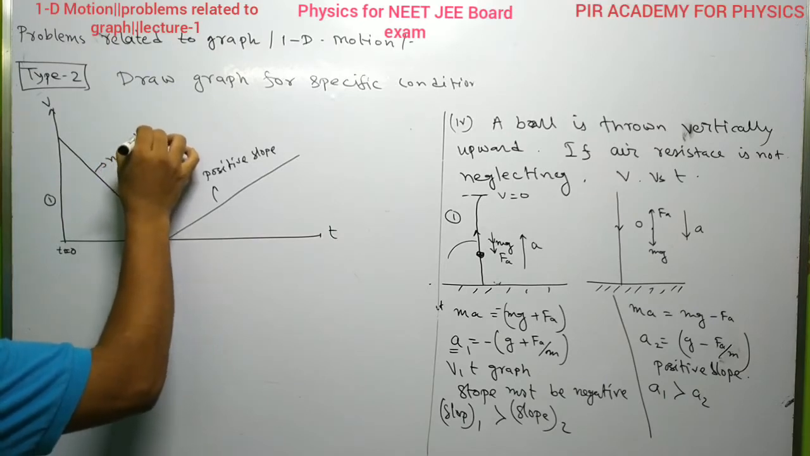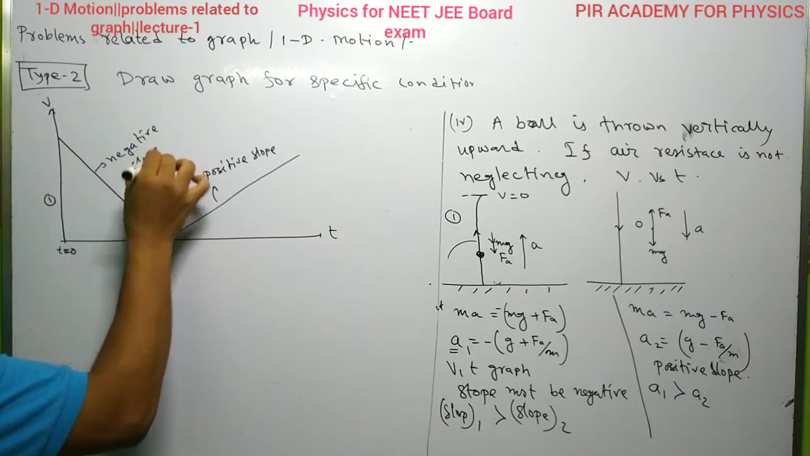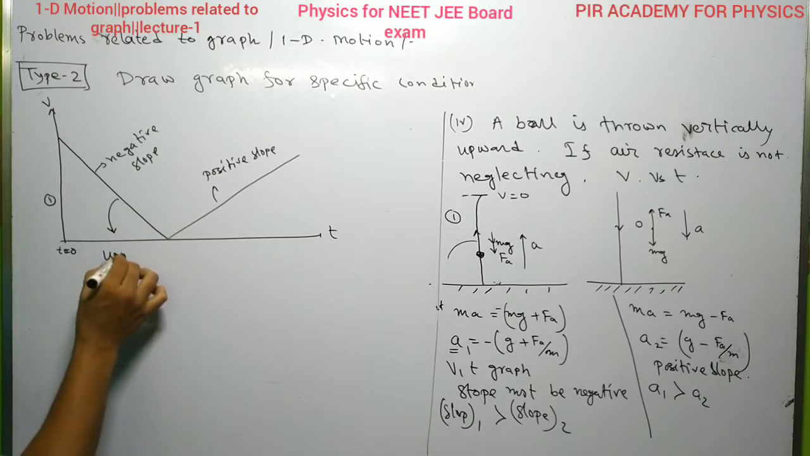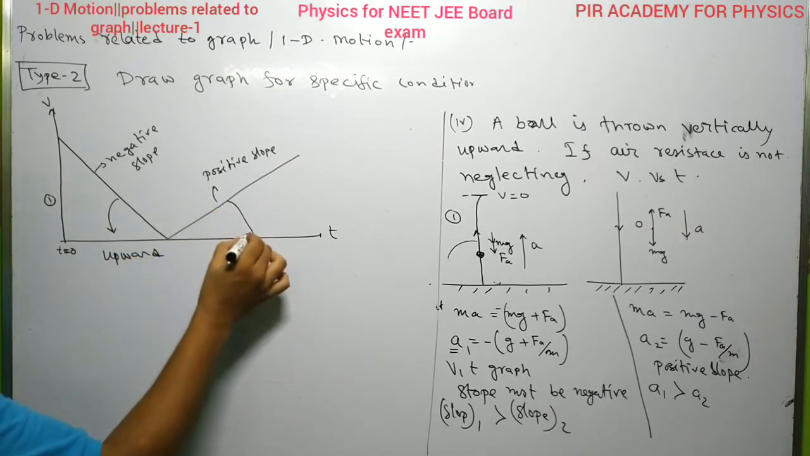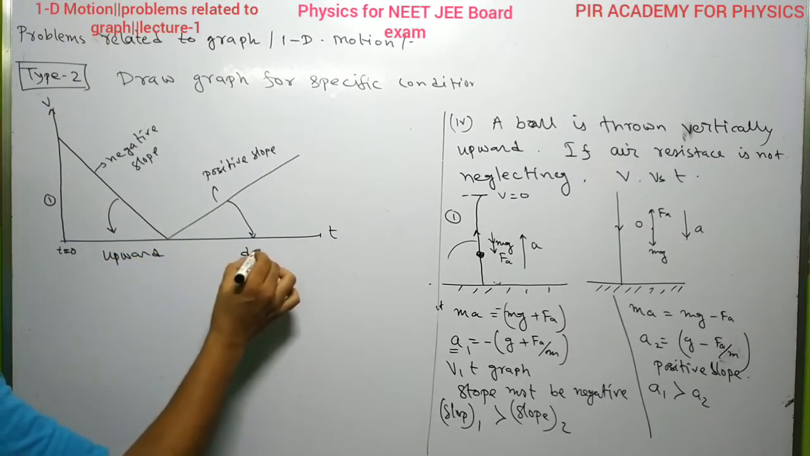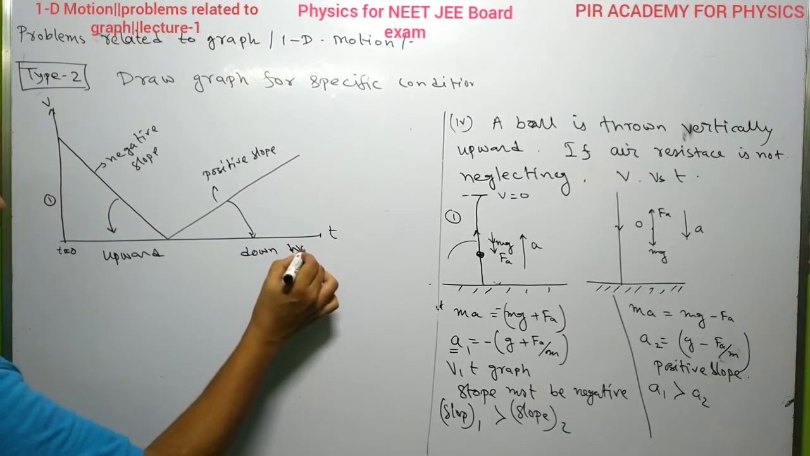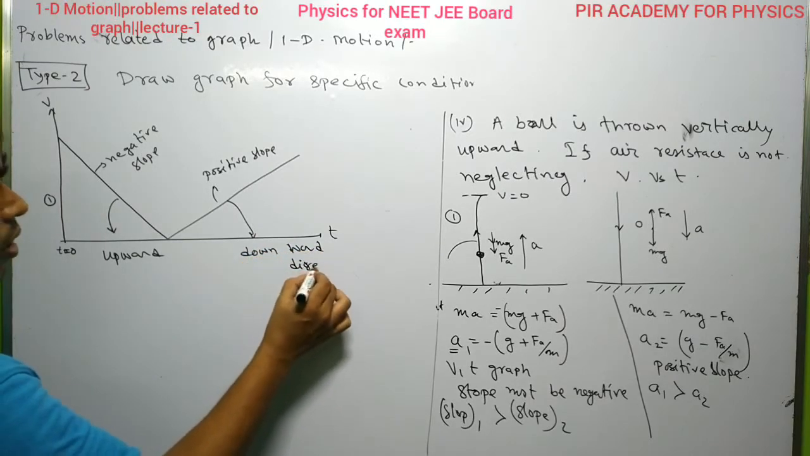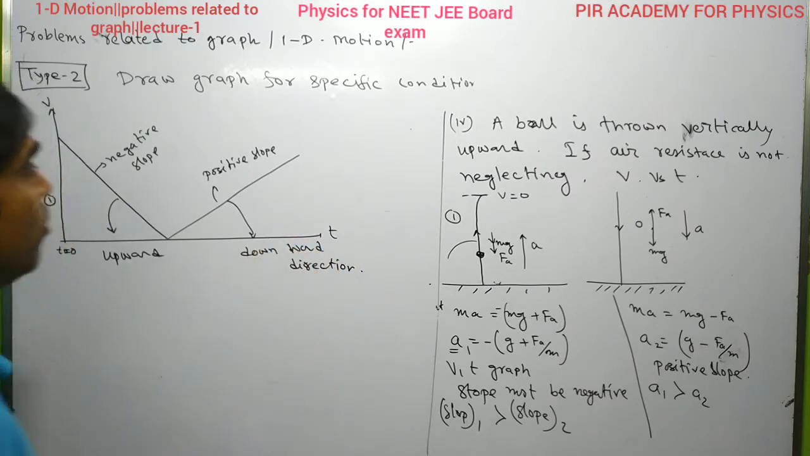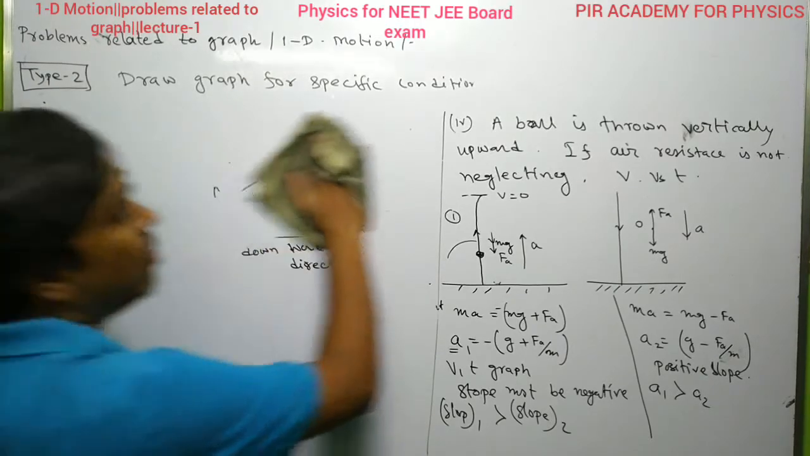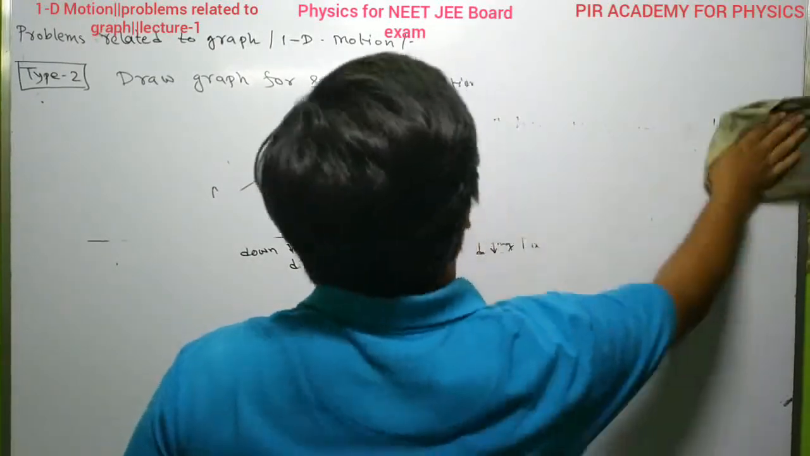So this is the upward direction and here is the downward direction. This is the velocity-time graph when air resistance is considered. This is the graph for type number 2. Now draw the graph for the specific condition, type number 3. What is type number 3?